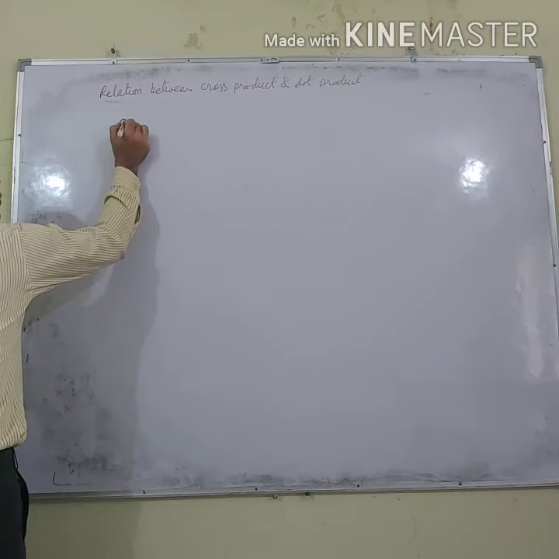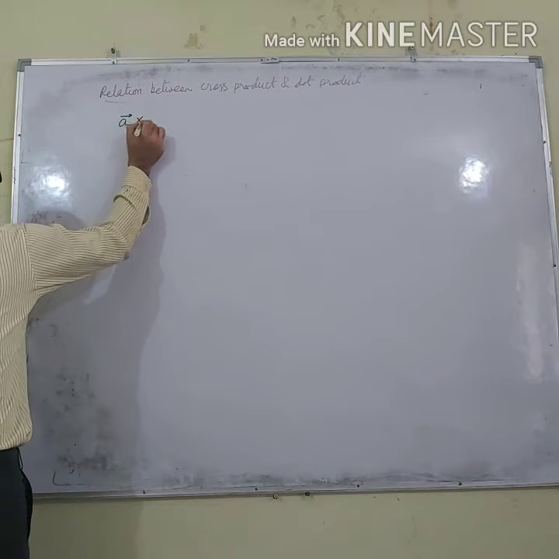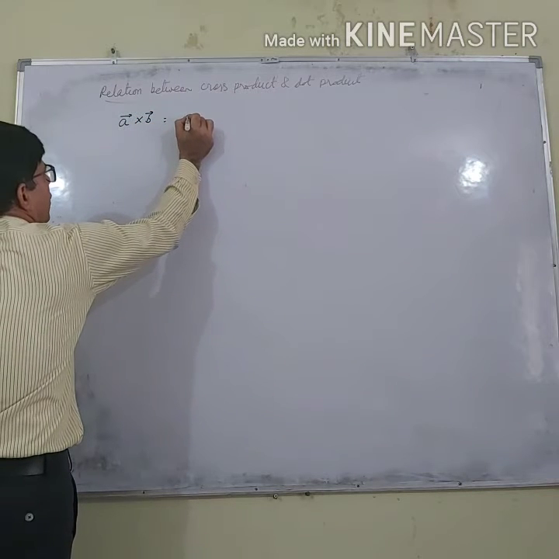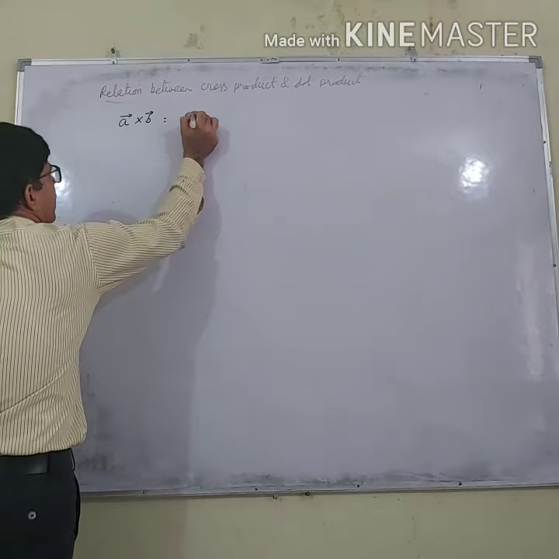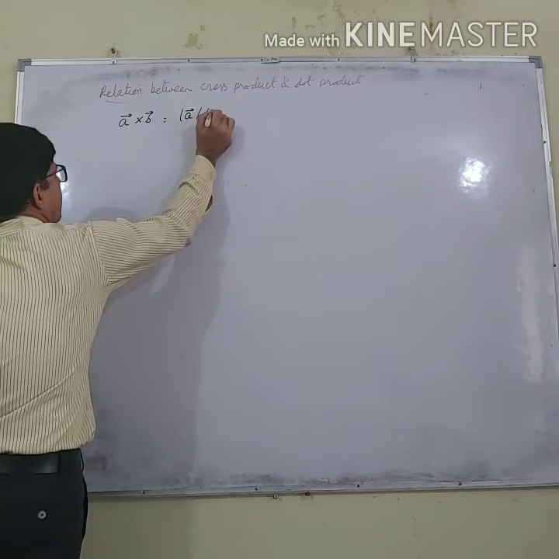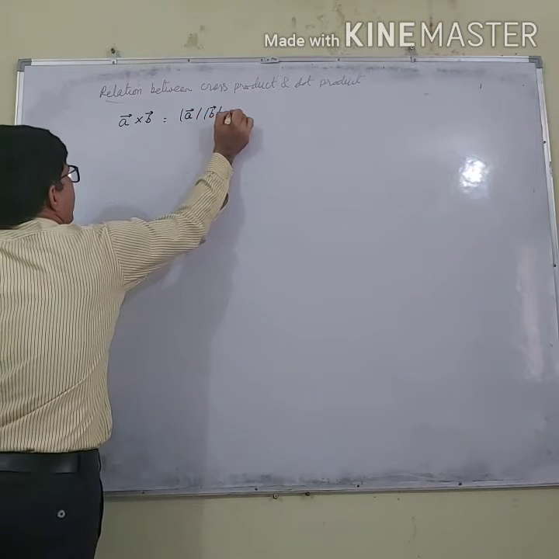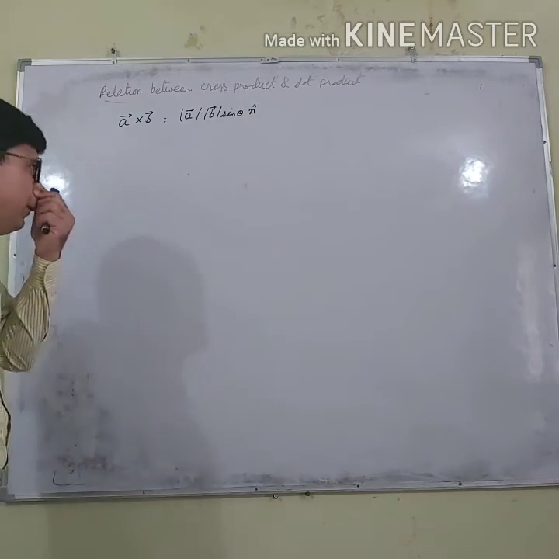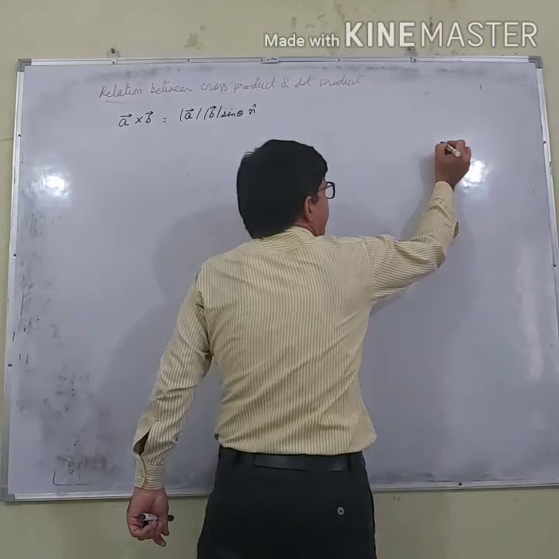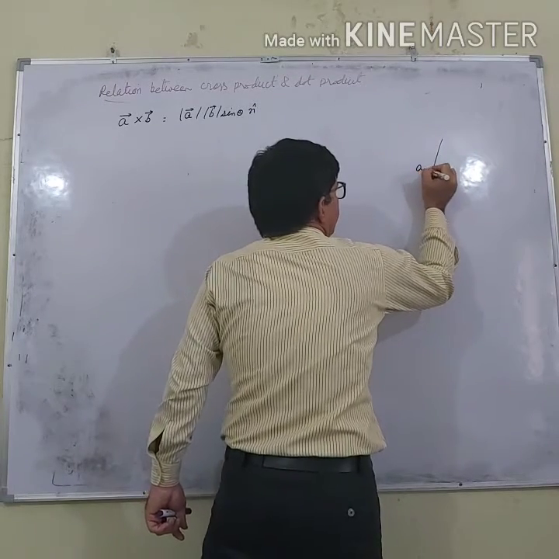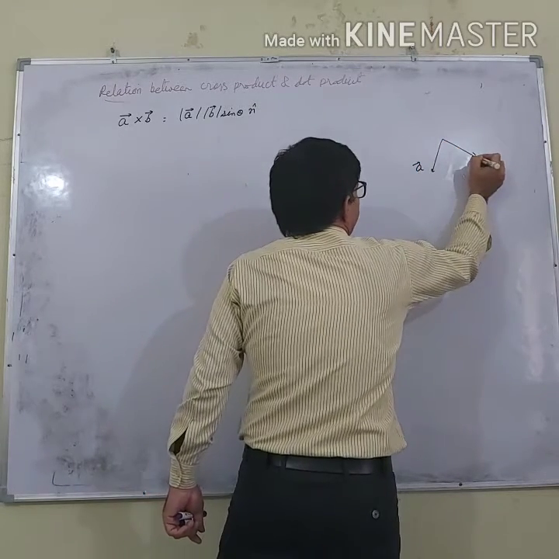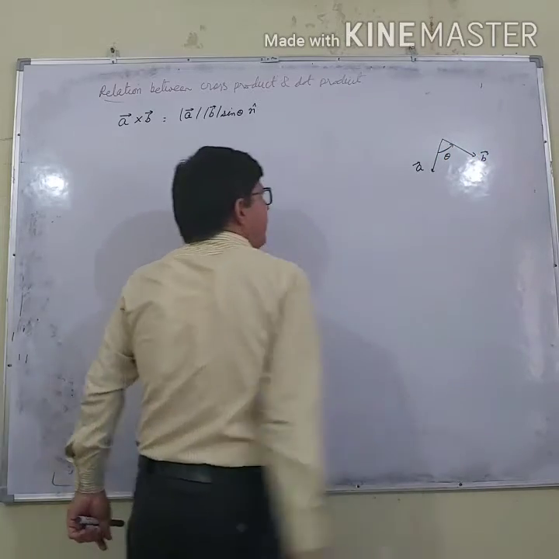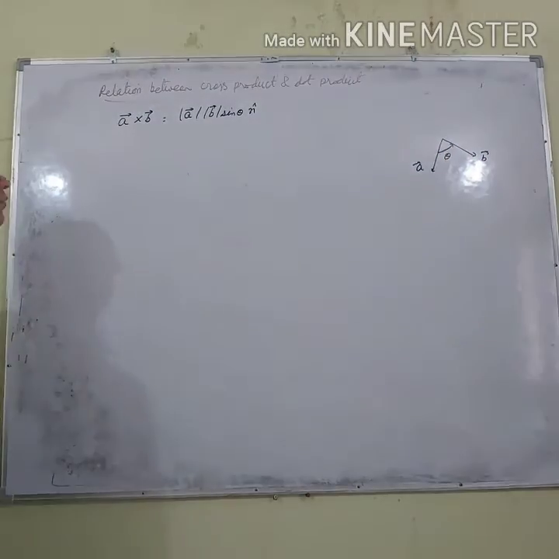Let us say we are having two vectors. A cross B, we know that this is equal to magnitude of A, magnitude of B, sine of angle between them, and a unit vector perpendicular to both A and B. This is vector A and this is, say, vector B, and this angle is theta between them.